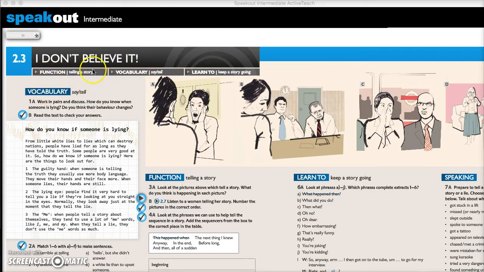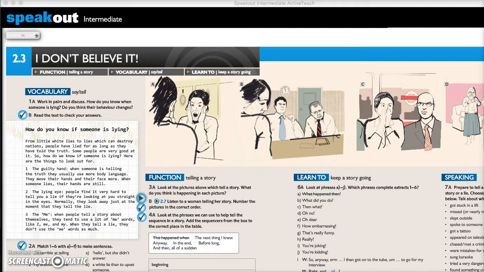Now, in terms of function, we are going to try to tell a story, very useful, because that's what we do every day. When we tell other people what happened to us yesterday, the film we saw in the cinema, etc., we are telling stories. So we need to use the narrative verbs that we saw in the previous lesson, and we have to keep the story going. This is another function that we are going to try to learn in this lesson, and that is to try to help people telling us a story.